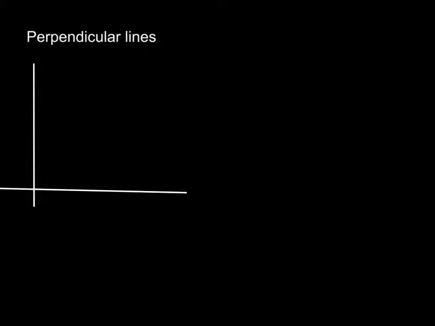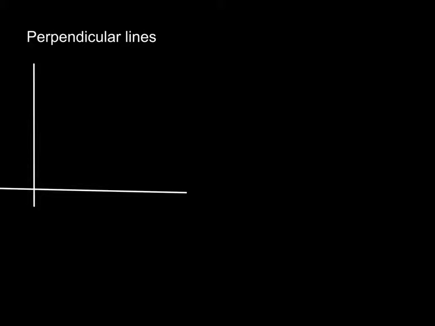Perpendicular lines are lines that are at right angles to each other, or 90 degrees to each other. For example, let's take this line here and let's take another line here. Both lines are at 90 degrees. They're a right angle. They're said to be perpendicular. Notice that the gradient of the green line is positive and the gradient of the red line is negative.